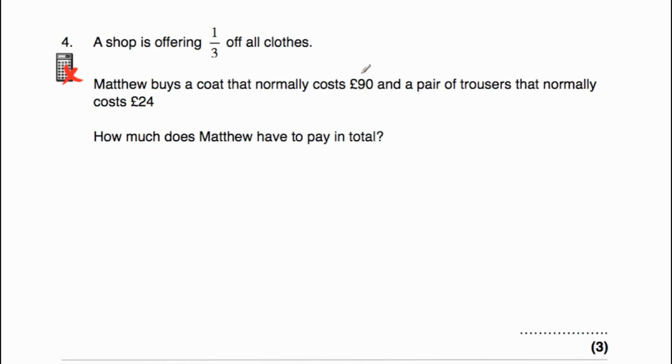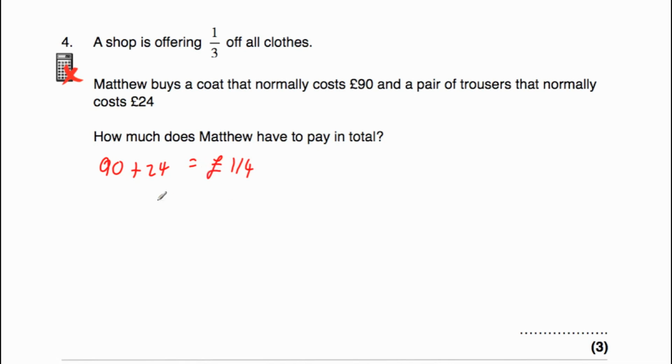Alternatively, we could reduce the price of the coat by a third to begin with, reduce the price of the trousers by a third as well, and then add those two numbers together, and that'll tell us how much Matthew has to pay. I'm actually going to do both approaches now just for a bit of fun. So first of all, let's do 90 plus 24. So 90 plus 24 is equal to 114. So that's £114.